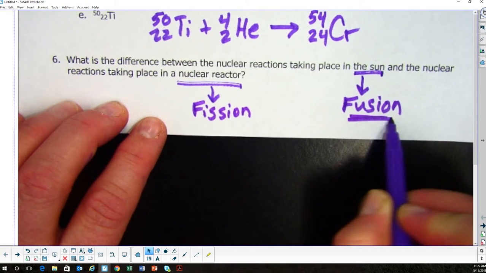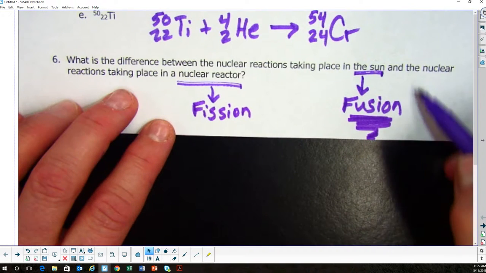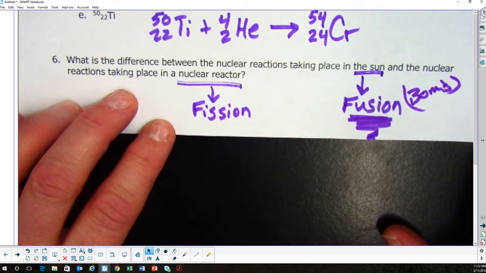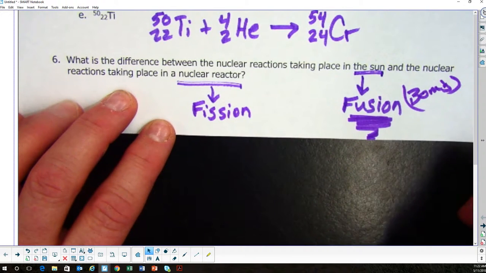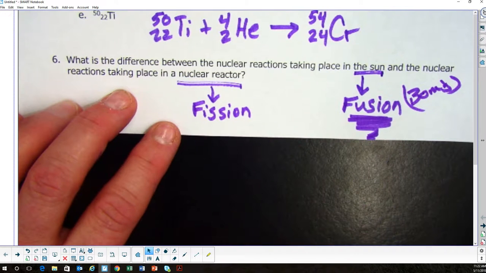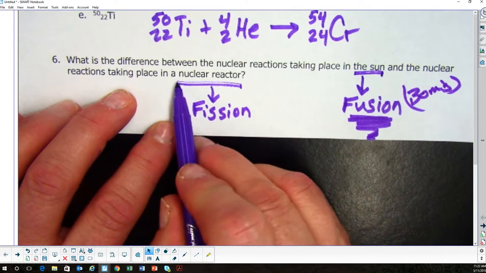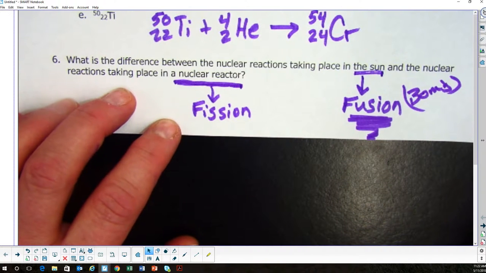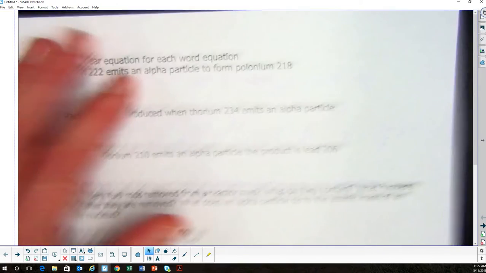Remember, this one right here, we're having a hard time controlling. This is the bomb stuff. I can't control that. I have no control of containing that. But fission, I can control. I can contain. To contain it, I need to use moderators, like in the nuclear reactor, that's water. It moderates it, so it slows it down. Okay? All right, next slide.